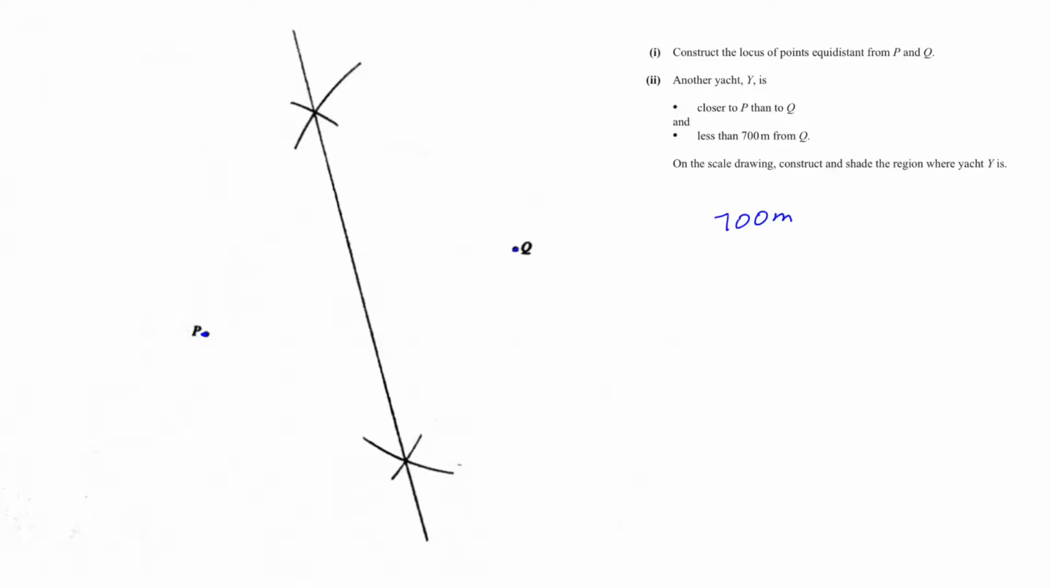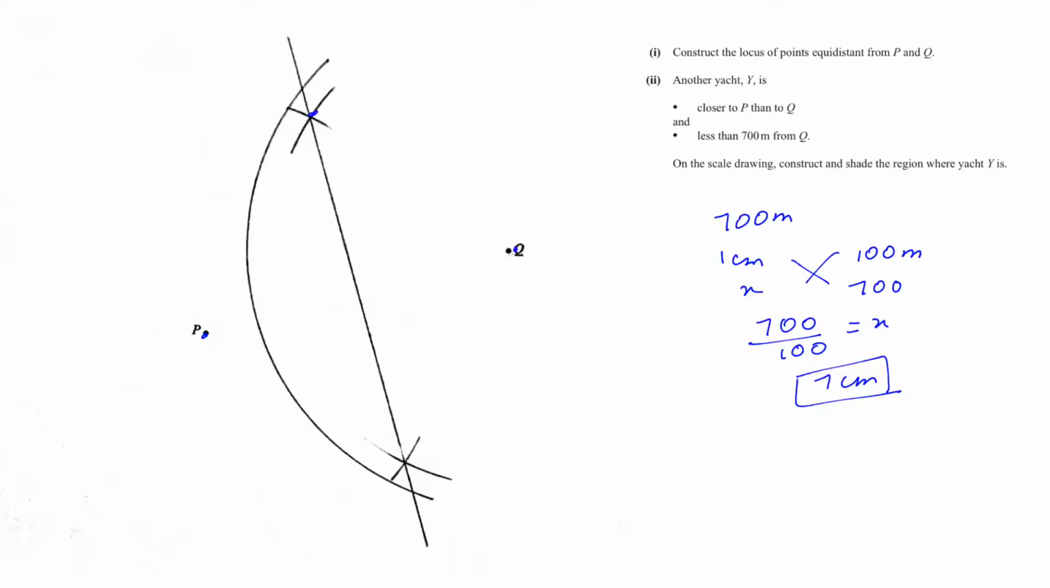We have to convert it into centimeters. 1 centimeter is 100 meters according to the scale given to us. Therefore, 700 is equal to how much? 700 divided by 100 is 7 centimeters. So we will draw a circle with radius 7 centimeters. So this is how your locus will look, and shade this region. It's nearer to P and less than 700 meters from Q.